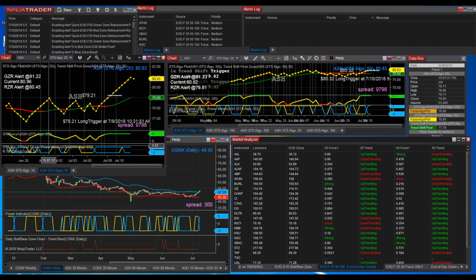The force is green, and that's true on BURL down here. If it says strong, then you'll find this line to be green. Uptrending or downtrending, that's the color of your line on your 25 algo chart. Same thing on the 50. So you can see what the trend is, and you can find the stocks that are strongest.